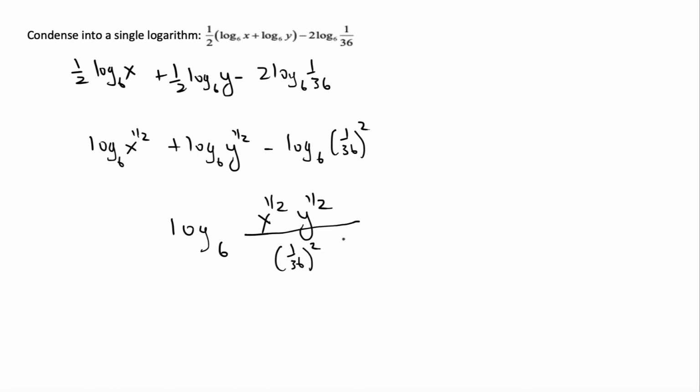For all intents and purposes, we could leave the answer like this, or we can flip this around. So we can bring it up as log base 6 of 36 squared, x to the 1/2, y to the 1/2.